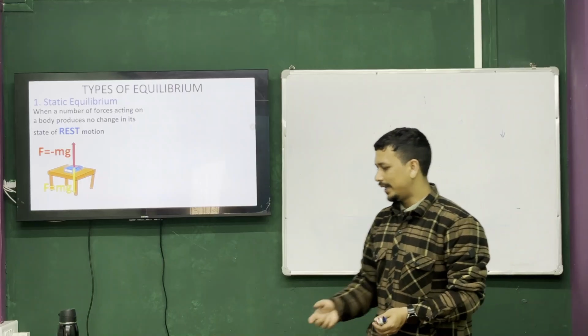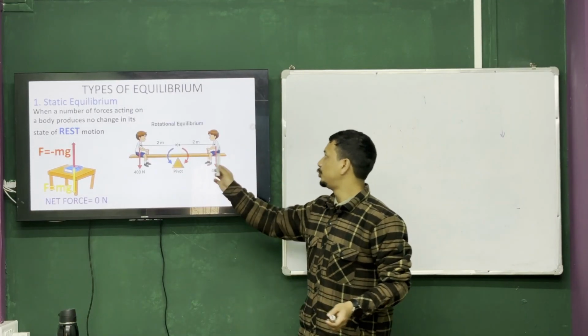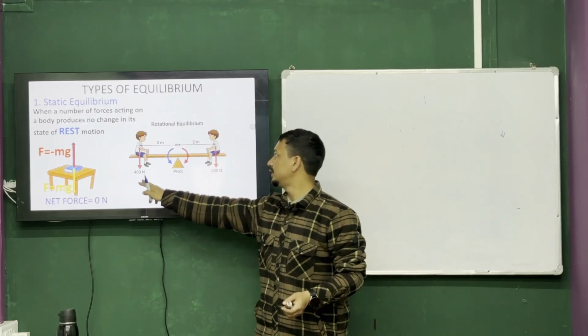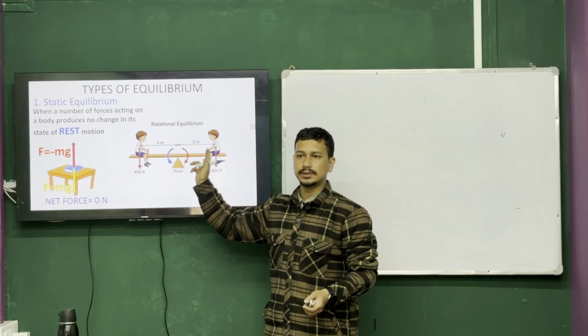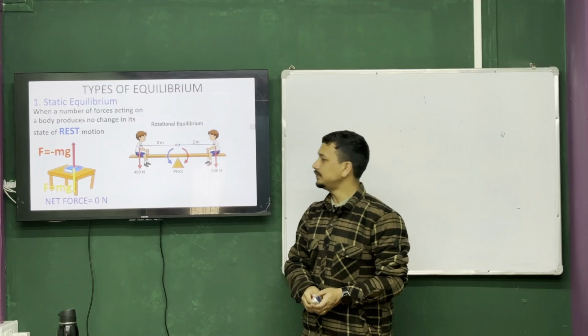Another one. Let's say two people of the same weight, 400 Newton, 400 Newton, sitting at an equal distance from the pivot, that is 2 meter, 2 meter, right? First of all, tell me, what will be the torque produced by this person?